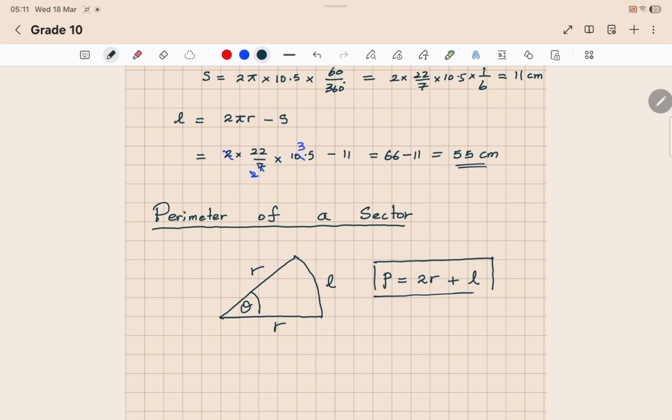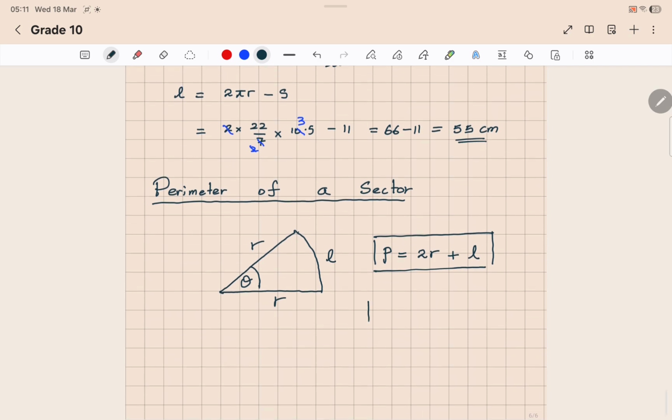Arc length, we have a formula, no? So if you want, you can write it like this also. Perimeter of a sector of a circle is given by 2 radius, this and this, plus the length of the arc, which is given by 2 pi r times theta over 360, right?